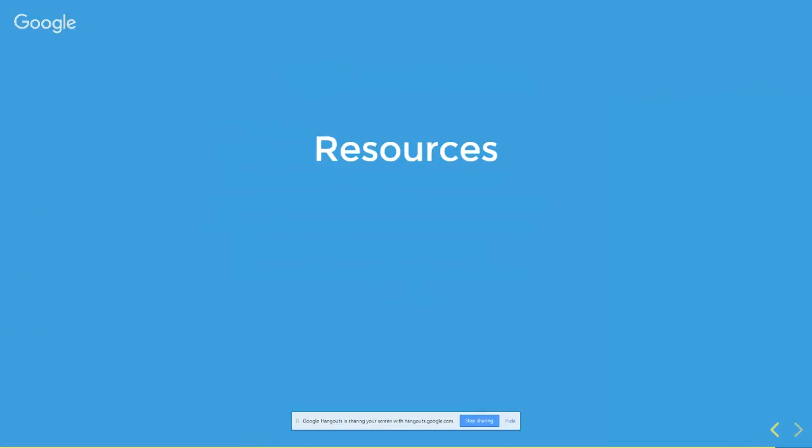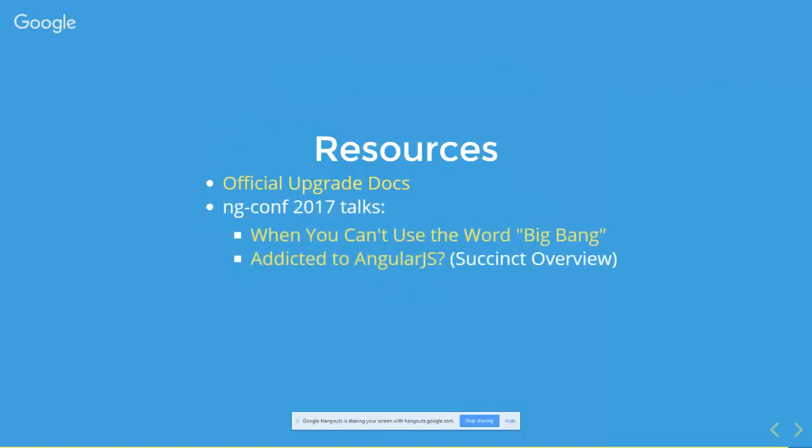So a couple of other resources I found helpful other than the documentation. At ngConf, these two talks were really helpful. Asim Hussein's When You Can't Use the Word Big Bang was a really great talk and informed my whole approach to using ngUpgrade. He calls it the plague model, which is basically starting from the bottom up and letting Angular infect your application from the bottom up. And that's an approach that I have found really helpful.